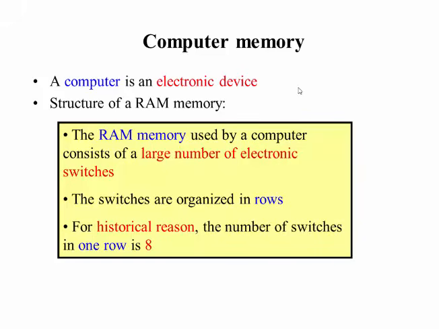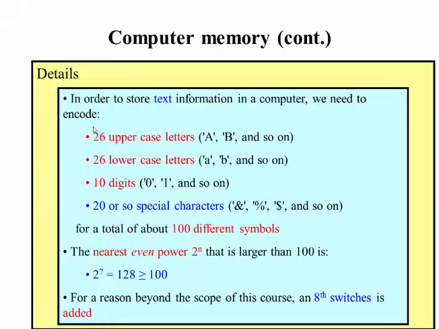Now a computer is an electronic device. So the structure of the RAM memory used by a computer consists of a large number of electronic switches. The switches are organized in rows, and for historical reasons, the number of switches in one row is 8. So, let me give you some details.